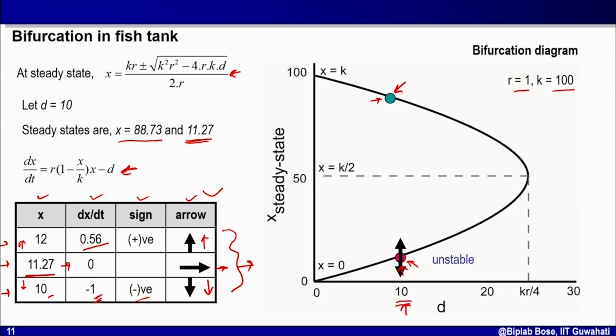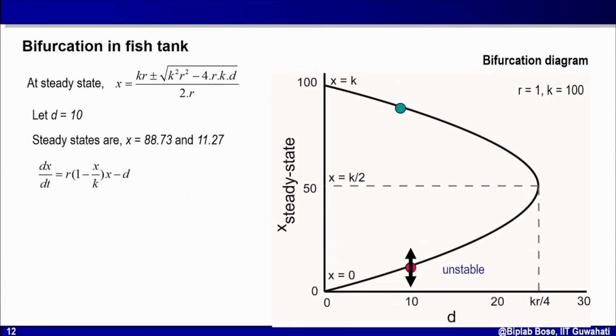As you can notice, this red dot is a steady state, that is 11.27 when d equal to 10. So x will stay there if you don't perturb it. But if you perturb it slightly, it will move away. One arrow is pointing up, one arrow is pointing down. So that means this point is unstable. You can do this calculation for any value of d greater than 0 and less than kr by 4, so that all points on this whole curve will give steady states which are unstable.